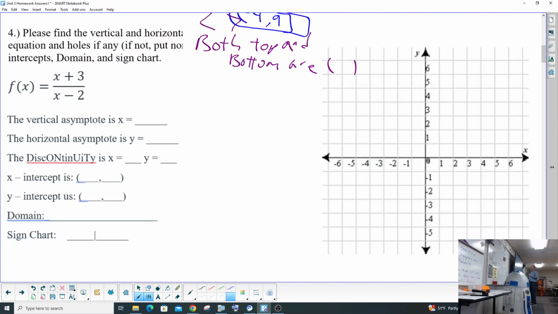So now we jump to number 4. Do you remember how to find the vertical asymptote? Set the bottom equal to 0. Let the bottom hit the floor. What? Set the bottom equal to 0. We get a positive 2.